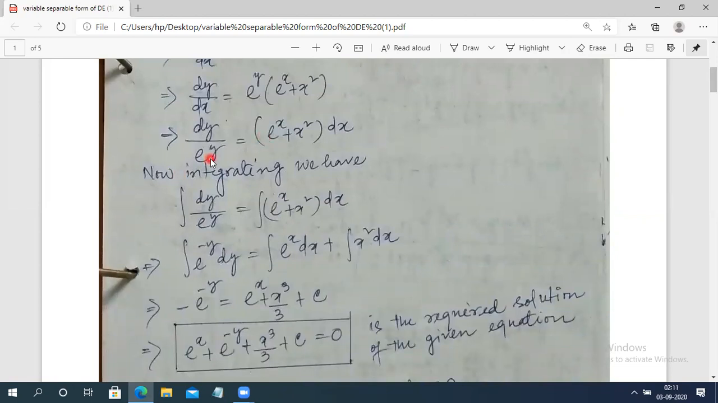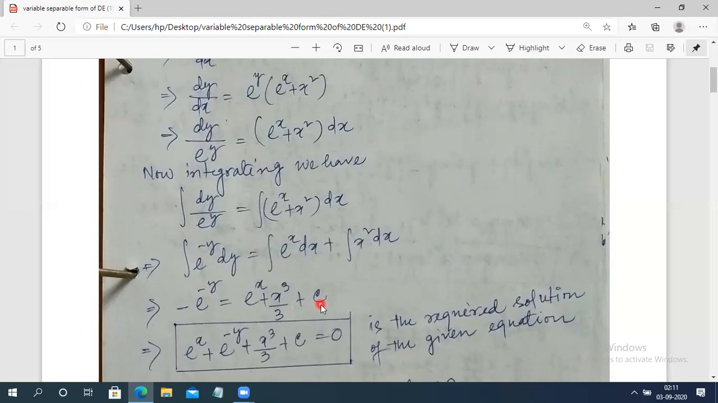After integrating e to the power minus y dy, we will get negative of e to the power negative y, and after integrating these two functions, we can write the integration of e to the power x dx as e to the power x, and the integration of x square dx as x cube by 3. And now we can write one constant of integration, that is c.